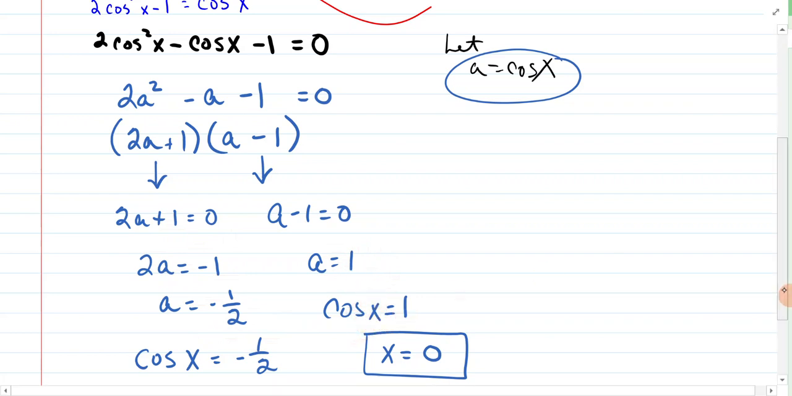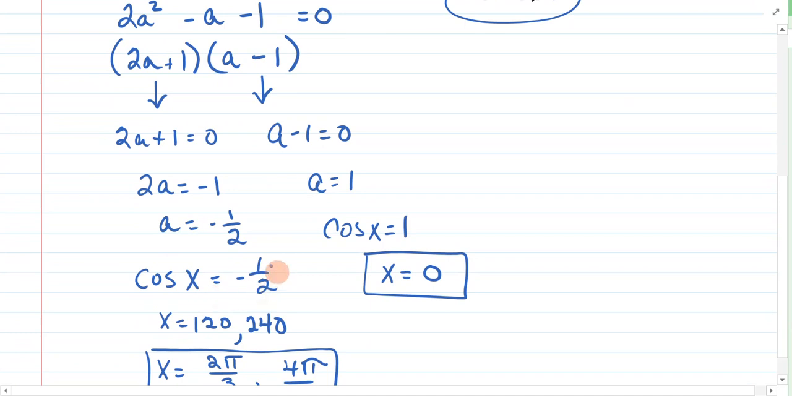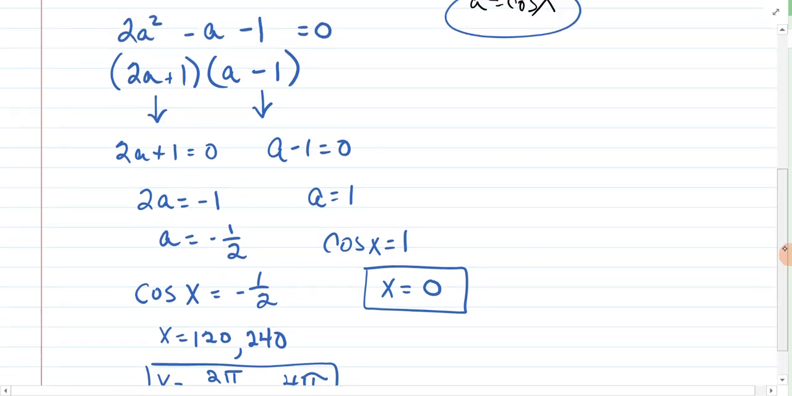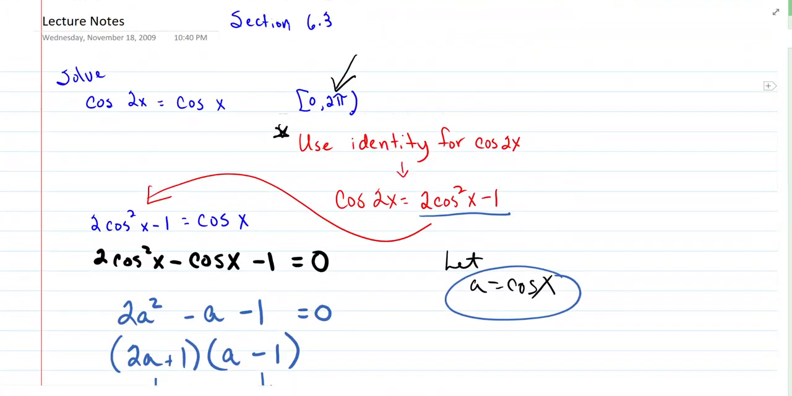Now put your cosine x back in, and so you have cosine x is negative 1/2 or cosine x is 1. Where does that occur? Well, for negative 1/2 it is 120 and 240, and for 1 it is equal to 0. Then if we need it to be in radians for this part, it's 2 pi over 3 and 4 pi over 3. So the only thing really different than what we did in 6.2 was we needed to find an identity to use to substitute for that. So you may encounter that in your problem set.